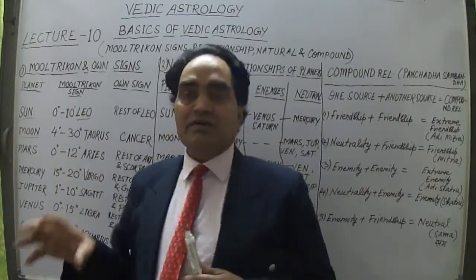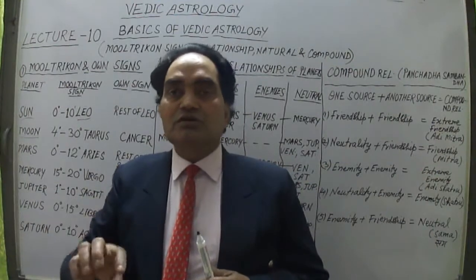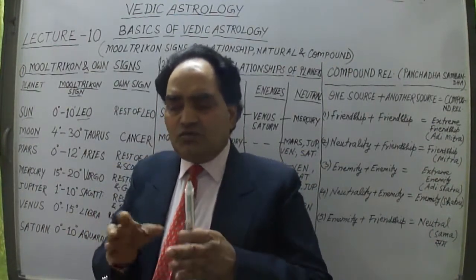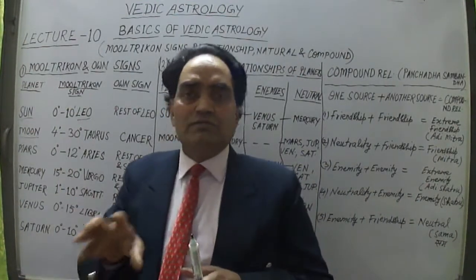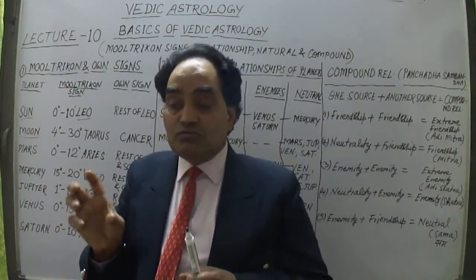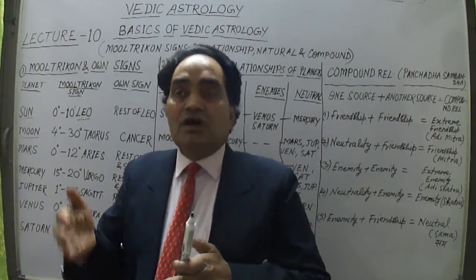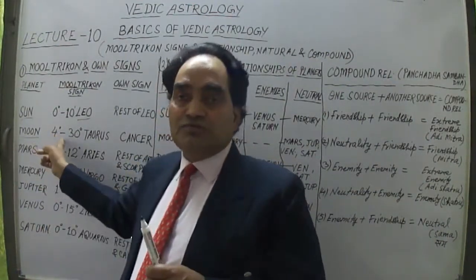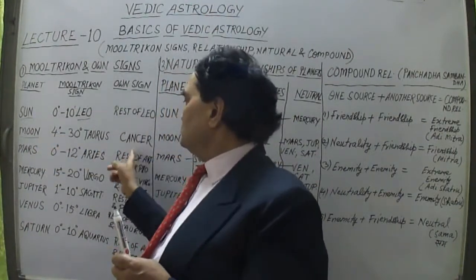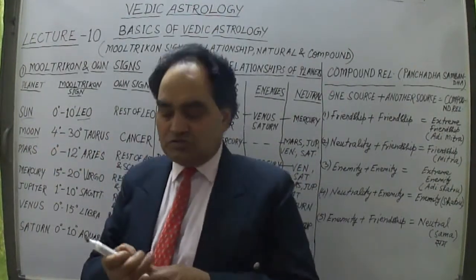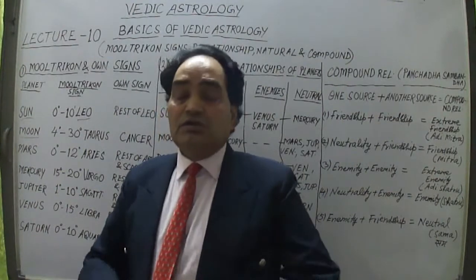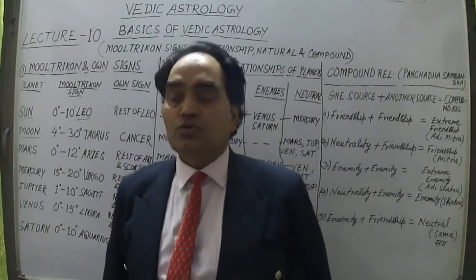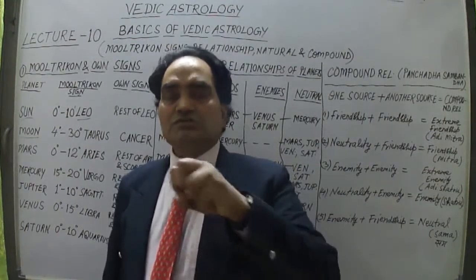Other planets have the Mooltrikon sign in their own sign. They are the owner of those signs in which they have Mooltrikon degree or Mooltrikon space. Only the Moon is different. Try to understand this point. And his own sign is Cancer. As you know, the Sun has Leo as his own sign, and the Moon has Cancer as his own sign. So the Moon lords Cancer sign.